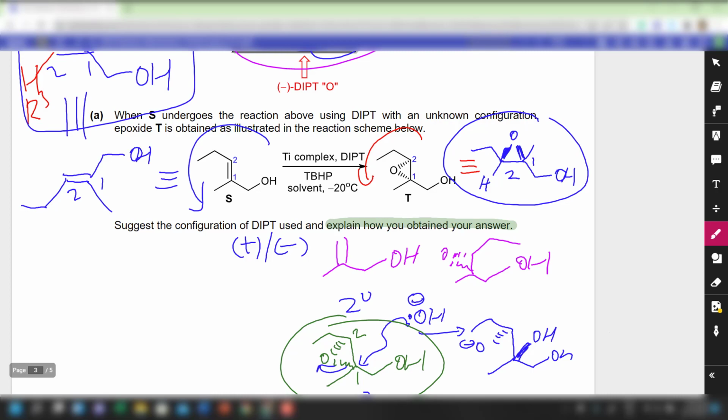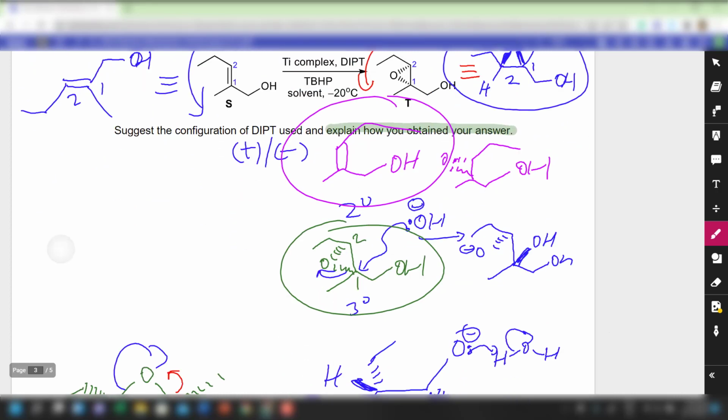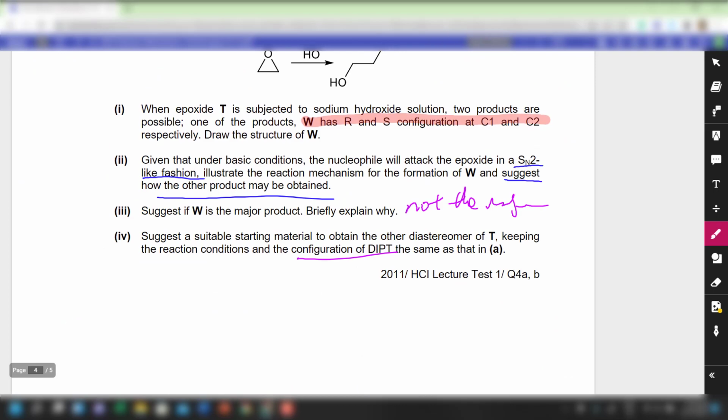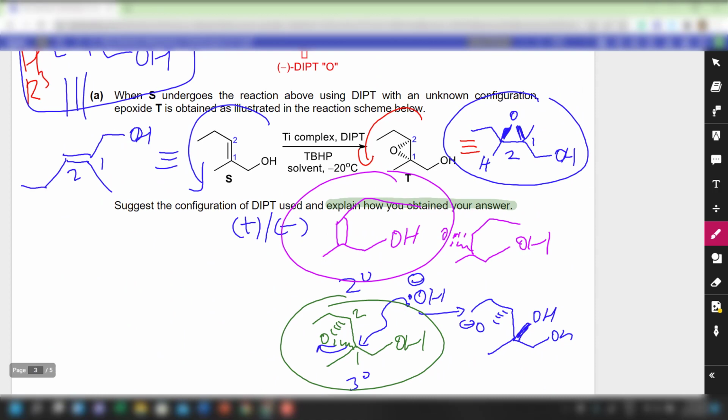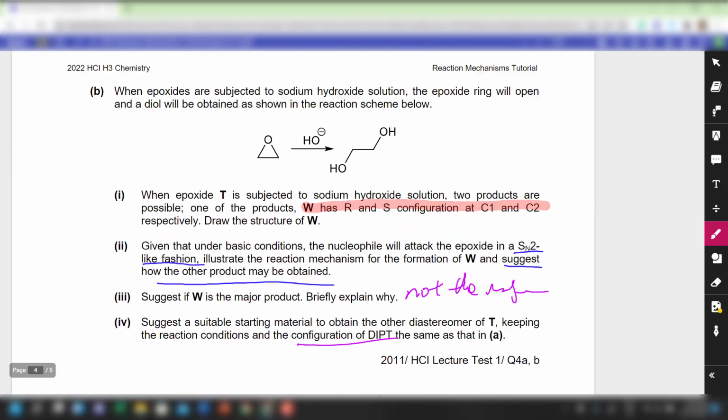So because of that, my starting material will look like this. Okay, so this will be the answer. So this will be the compound I will use to produce the other diastereomer of T. I hope that's okay. So this is the simplest and fastest way to come up with the answer. Okay, so that will be the end for question 3.